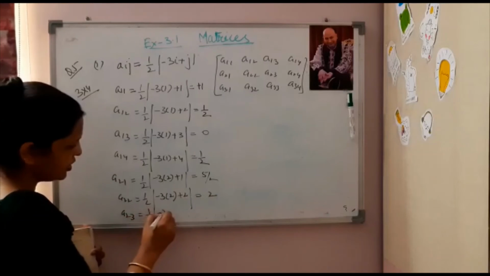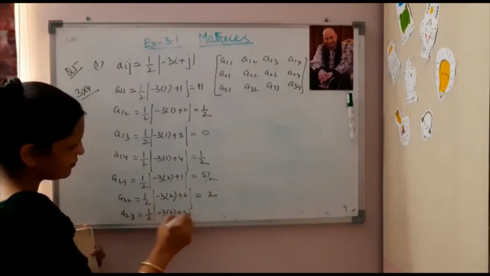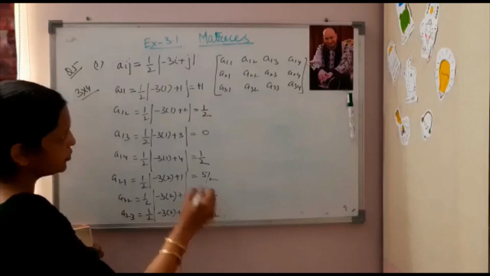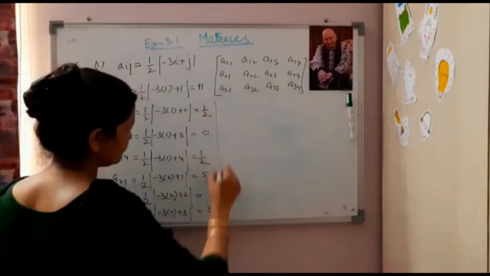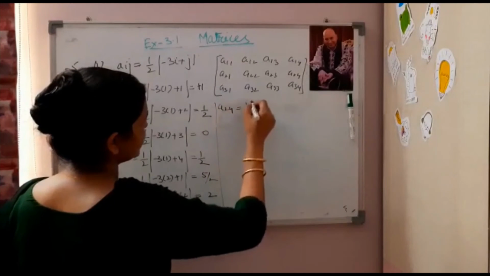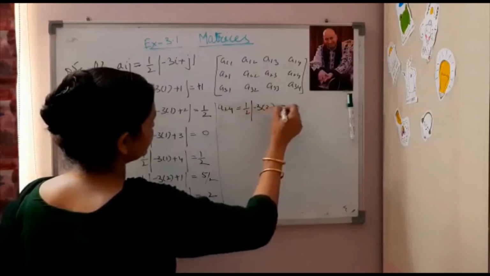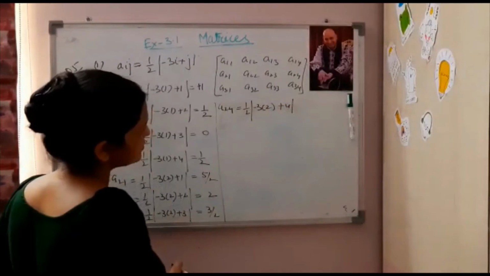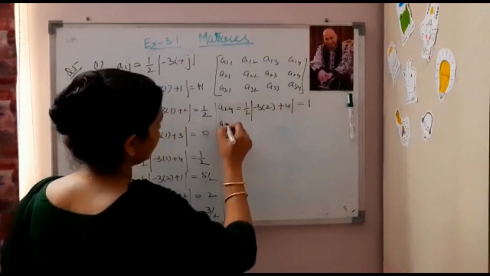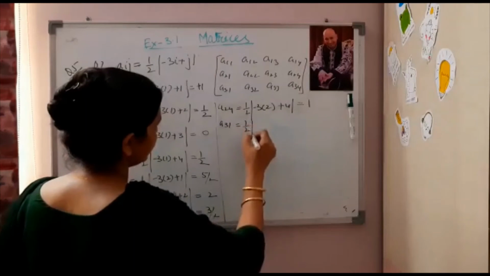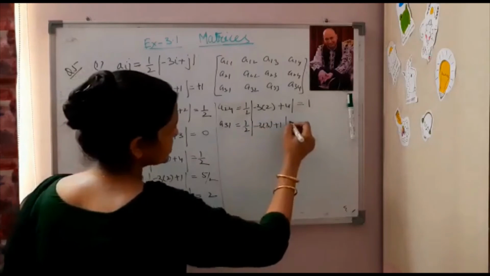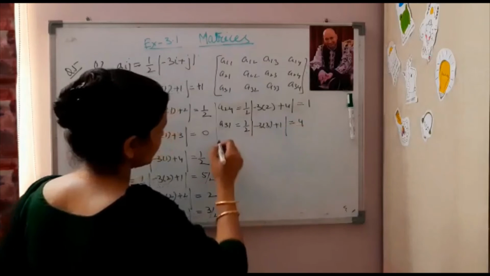A23: 1 by 2 minus 3 into 2 plus 3, minus 6 plus 3 is minus 3, mod में से बाहर आके 3 by 2. Next is your A24, that is 1 by 2 minus 3 into 2 plus 4, minus 6 plus 4 is minus 2, mod में से आ गया 2 by 2, that is 1. Then A31, third row first column: minus 3 into 3 plus 1, minus 9 plus 1 is minus 8, mod में से बाहर आया plus 8 by 2, that is 4.